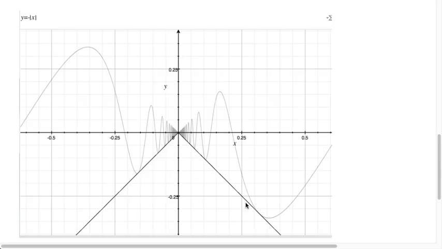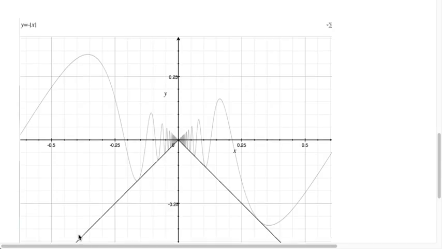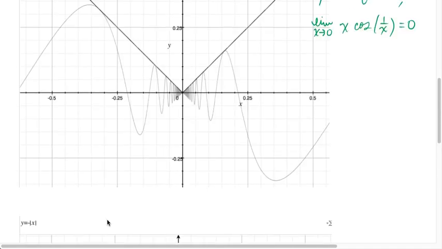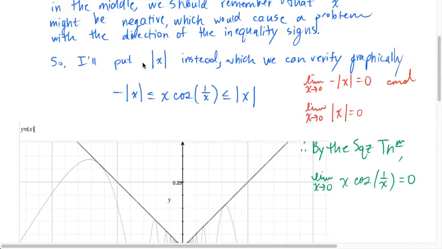Now if you don't put the absolute value bars, then you would have y equals x, which is the line, if you follow my mouse, that would go like this, y equals x, which is less than the function over there, but then above the function over here. So this inequality is not correct if you just put negative x less than or equal to x cosine of 1 over x, less than or equal to x.